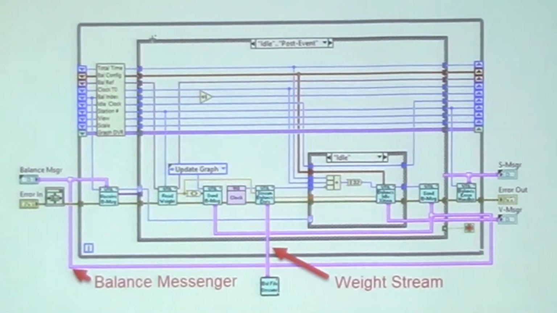Here's the balance channel message. This is responsible for reading what's happening on the balance, and what we're looking for is a change in weight. The mouse puts something on the balance, and when that happens, we want to take a video of it.